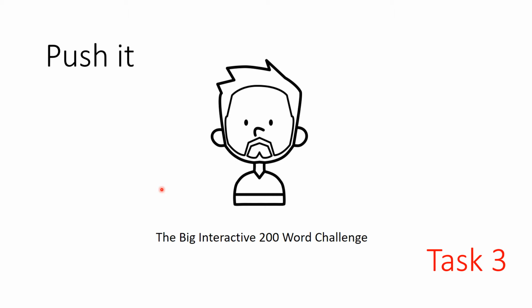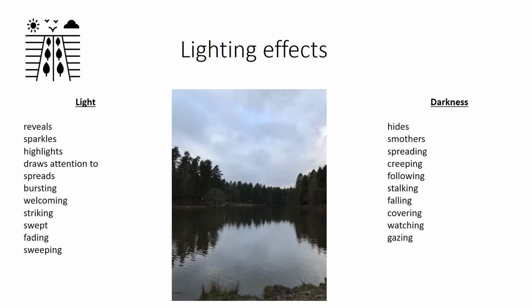So if we have a look then, we've been describing our picture. This is our picture that we've got here. Now, one of the things you can do to make your writing that little bit different is actually play around with lighting effects and use lighting. So what I've done here is I've given a few words associated with light and a few words associated with darkness. And if we have a look at the light words, you can see that lots of things to do with light tend to be quite positive, and when we look at darkness, it tends to be quite negative.